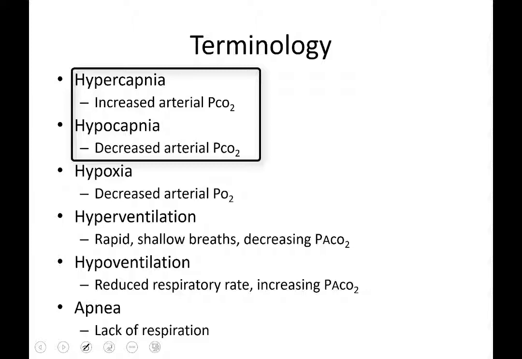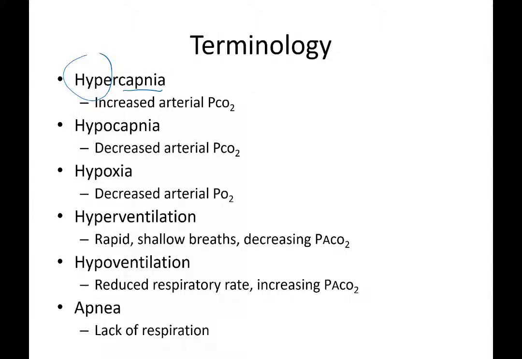Hypercapnia, obviously hyper means too much. And when you see capnia, it means carbon dioxide. Hypo means a lower level of carbon dioxide. So you know that hypercapnia is gonna be more associated with acidity. Hypocapnia is gonna be associated more with an alkaline environment. Hypoxia, lower arterial oxygen levels. You get that when you go to altitude.